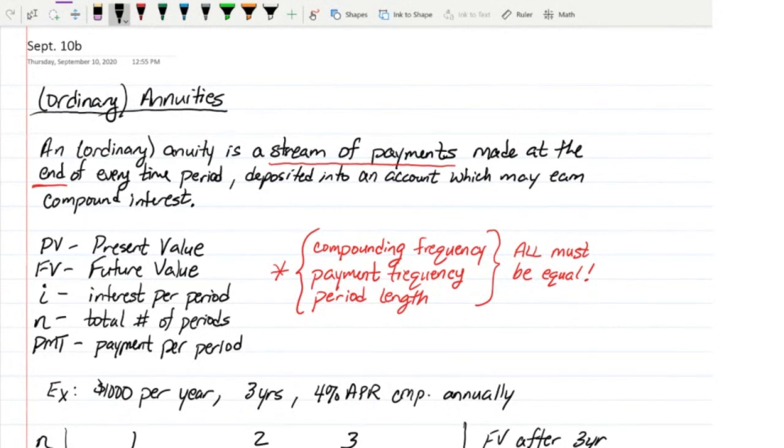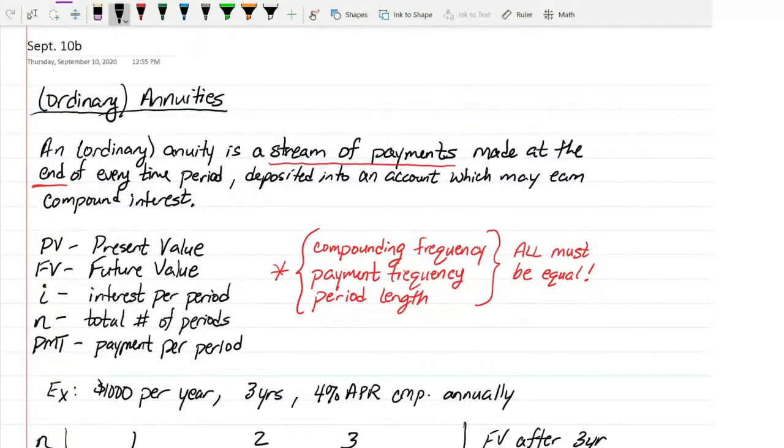So PMT, I know it's weird to have variables with more than one letter, right? PV and FV might not be a stretch for you, but PMT, that's one variable for us. And rather than come up with a brand new letter, right, we just call it PMT. That's the payment for every period.